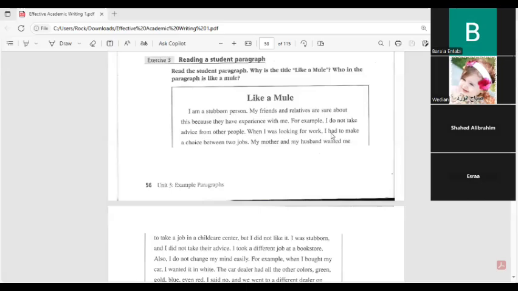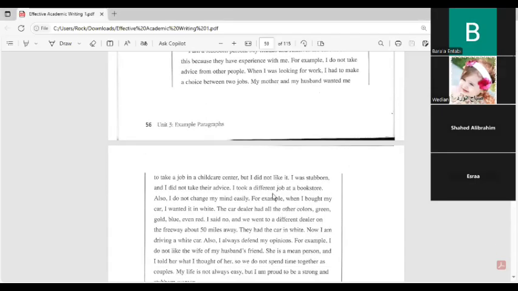When I was looking for work, I had to make a choice between two jobs. My mother and my husband wanted me to take a job in a child care center, but I didn't like it. I was stubborn. Okay, this is, for example, an incident, or a very short story about why I think of myself as a stubborn person. You need to add those kinds of examples in order to enhance your writing.